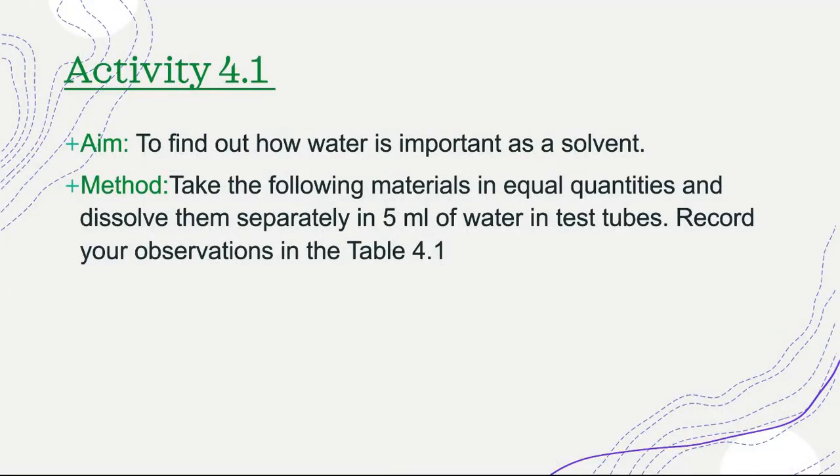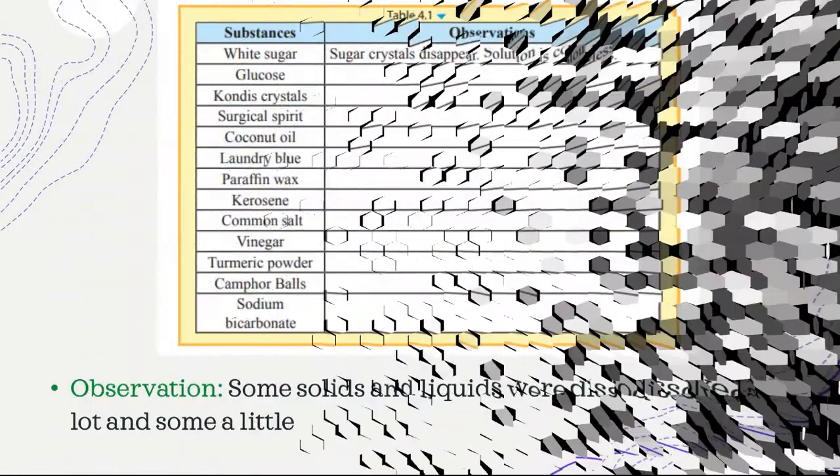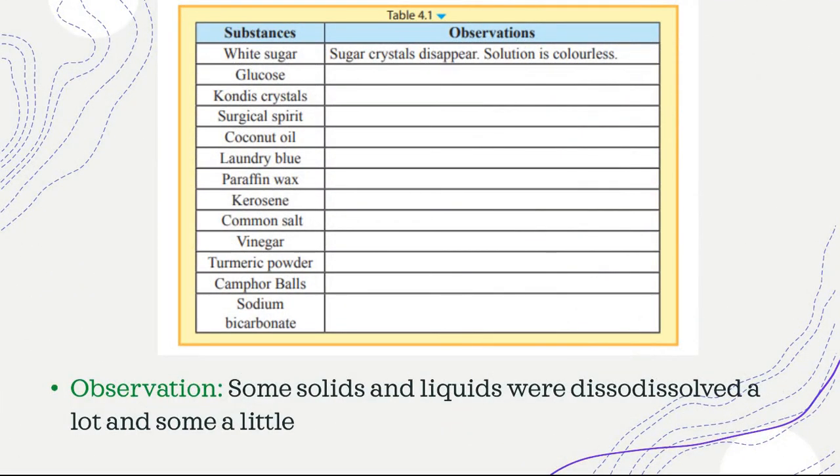Now let us do a small activity to find out how water is important as a solvent. First we are going to take a few materials which I will show y'all, and you're going to dissolve them separately in 5 milliliters of water in test tubes. This is what you're going to do. It's there in your textbooks.